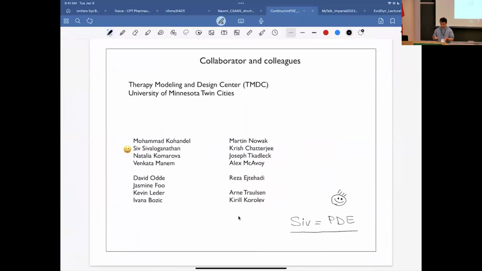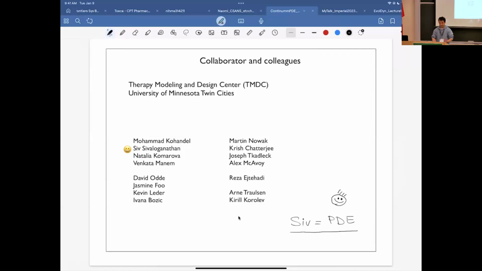I've worked with a lot of people, but I currently do evolutionary modeling work. Besides that, game theory and spatial evolution, I do a lot of cancer modeling currently at the University of Minnesota. We have a research center, a new place, a therapy modeling design center. We do a lot of immunotherapy, cell therapy, and different kinds of cancer modeling work. It's very closely working with clinicians and translational medicine people.